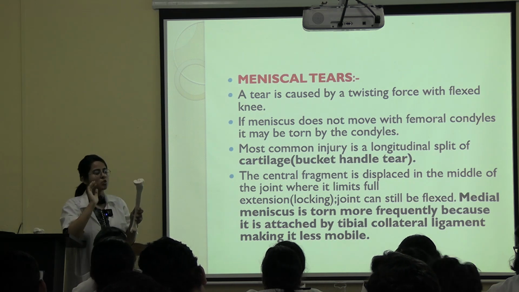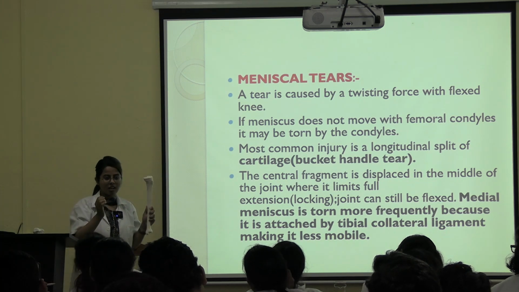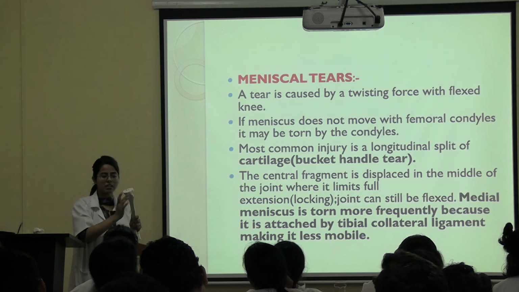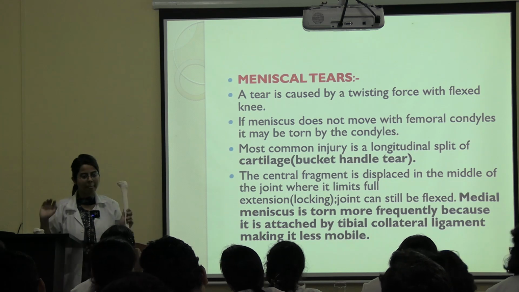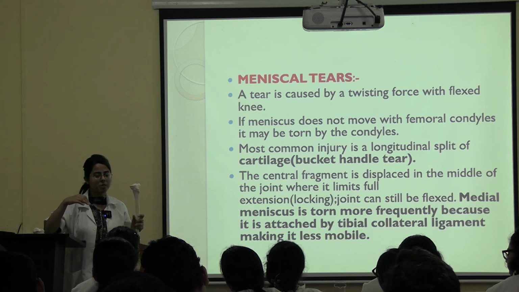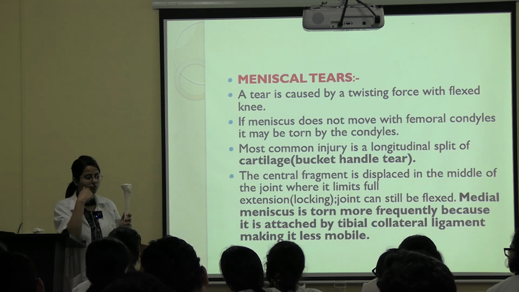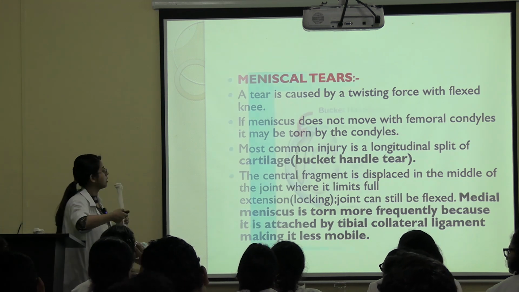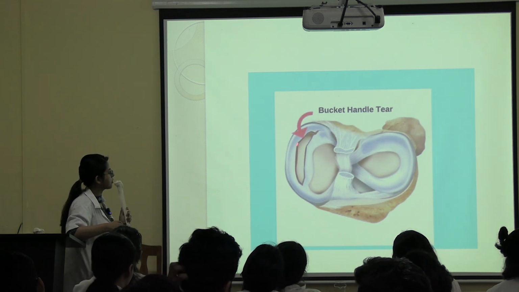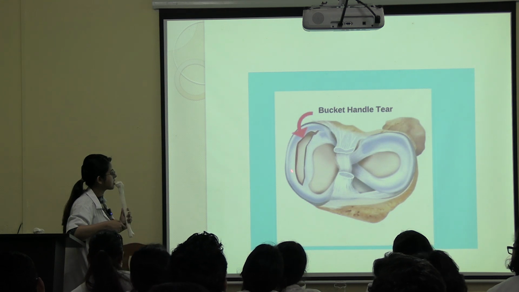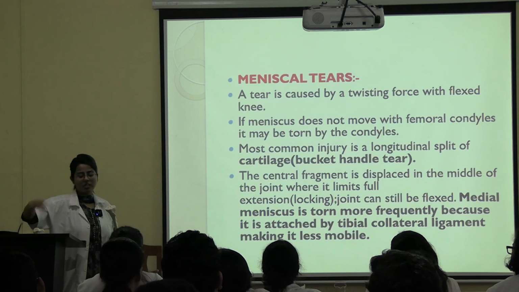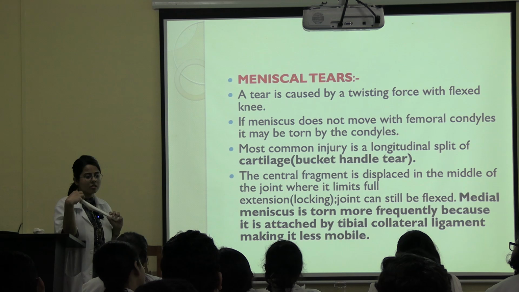The meniscus increases the surface area for the condyles, so that the femoral condyles can fit in a proper way. Suppose your knee is flexed and someone gives a twisting force to your knee. Normally the meniscus should move with the femoral condyles, but if it does not, a longitudinal split will occur in the meniscus, known as a bucket handle type of tear. You can see the menisci: this is the medial one, this is the lateral one. You can see this longitudinal split here. This is the bucket handle tear of the meniscus. If the meniscus doesn't move with the femoral condyles, it will occur.